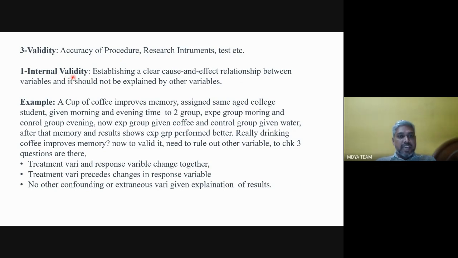Its actual meaning is establishing a clear cause and effect relationship between variables. When we took our variables for research, a clear cause and effect relationship should be there, and it should not be explained by other variables. Other variables means extraneous variables or confounding variables. So this is what we have discussed about internal validity.